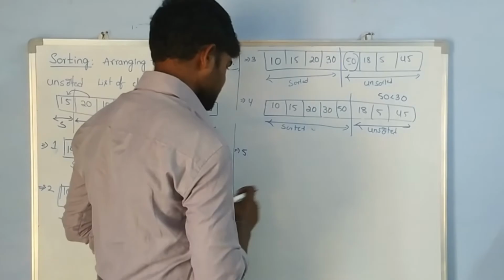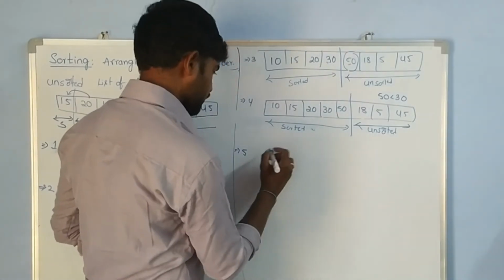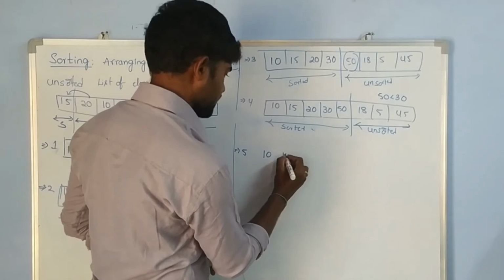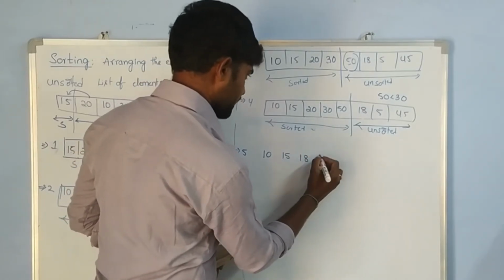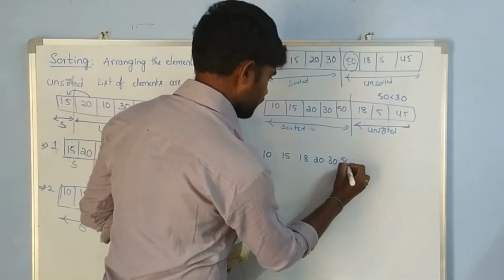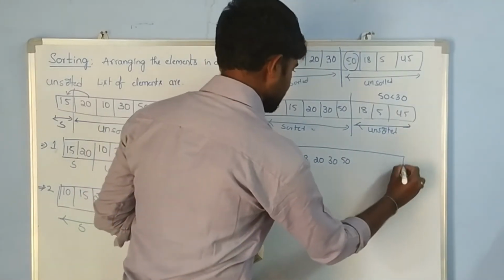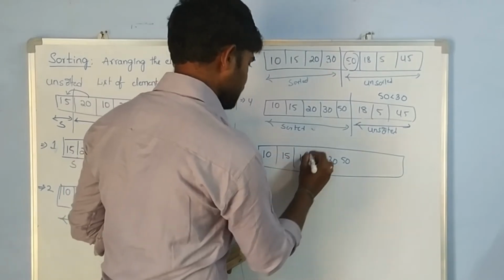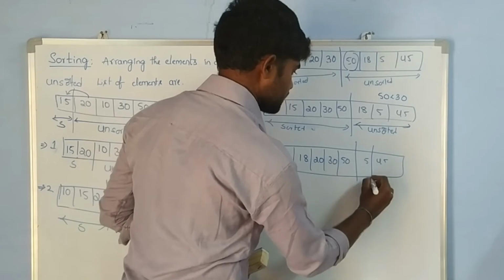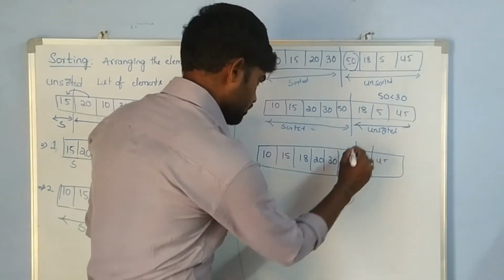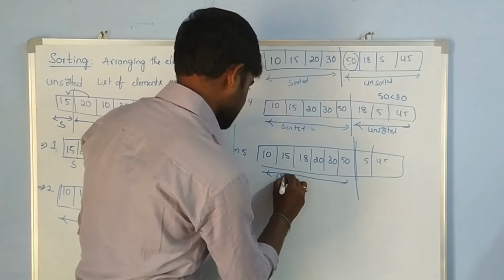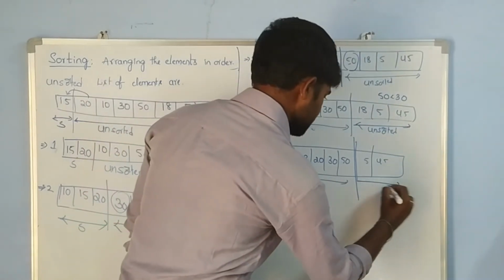So in iteration number 5, the elements in the sorted portion are 10, 15, 18 and 20, 30 and 50. Now the remaining elements, what are the remaining elements? 5 and 45 are in the unsorted portion. So from here to here are in the sorted portion and the remaining elements are in the unsorted portion.